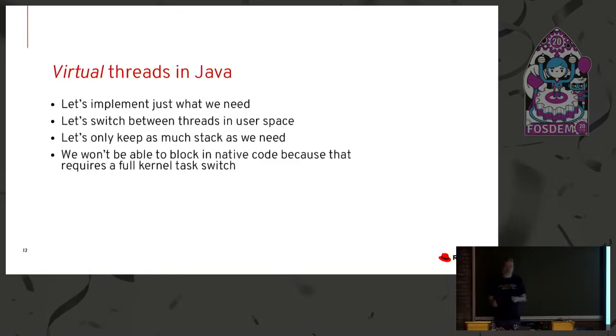So here we are, virtual threads. Let's implement just what we need. Let's switch between threads in user space. Let's only keep as much stack as we need. Now, we won't be able to block in native code because that requires a full kernel task switch, but there is a way around this.